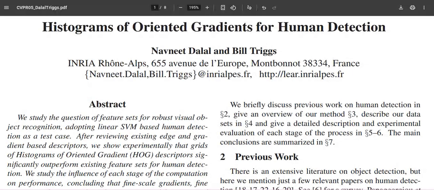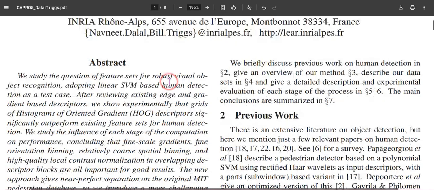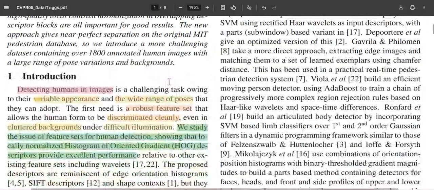Hi all. In this video, we are going to present a paper called Histogram of Gradients for Human Detection. This is one of the famous papers for object detection, and it says that for a poorly illuminated and cluttered background image, human detection or object detection is a huge challenging task, for the reason that it's very difficult to get a robust feature set.